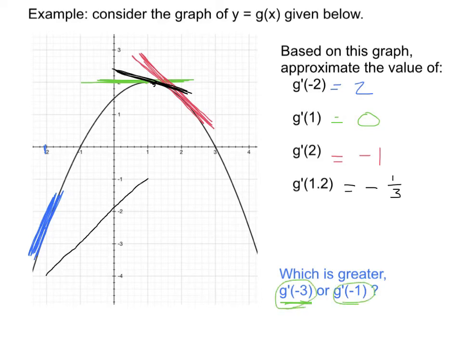Which one is bigger? And the idea is, as you look at this graph, it feels like the further I go to the left, the further I go over this way, the steeper those values are. So it seems pretty clear to me that g prime of -3 will be bigger than g prime of -1 because the graph is steeper over there. The slope is going to be higher.